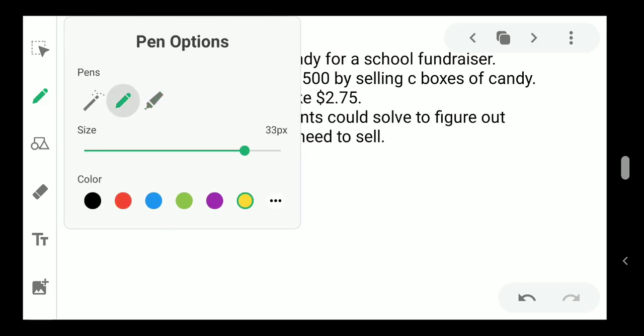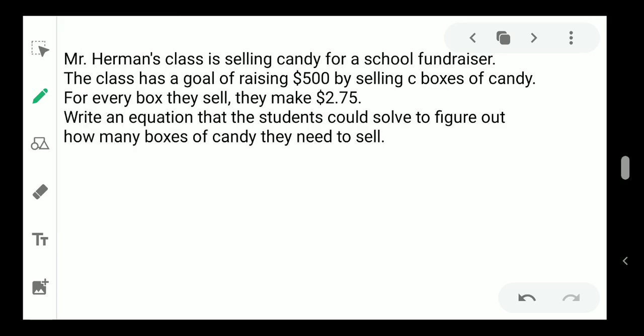Okay, moving on to our next problem. Mr. Herman's class is selling candy for a school fundraiser. The class has a goal, a goal means a motive, of raising $500 by selling C boxes of candy. So how many boxes are they selling? They are selling C boxes. What is the goal? Their goal is to earn $500 in total.